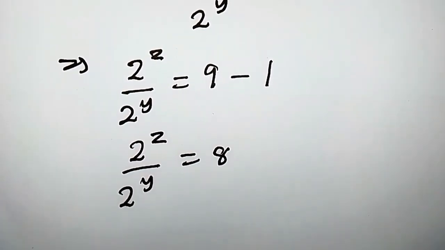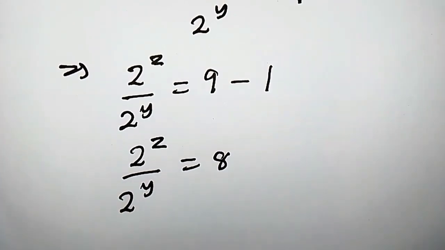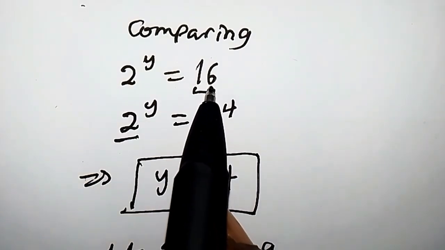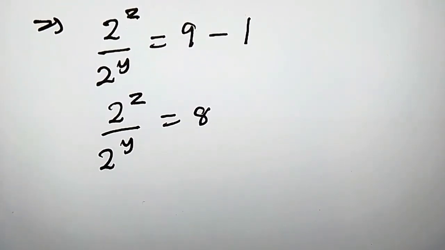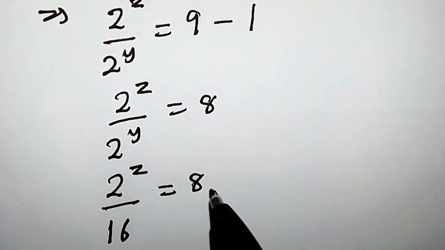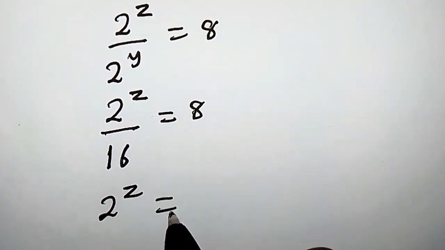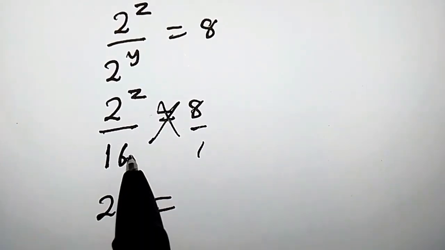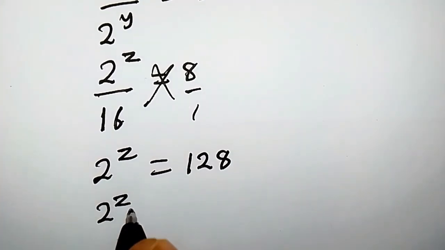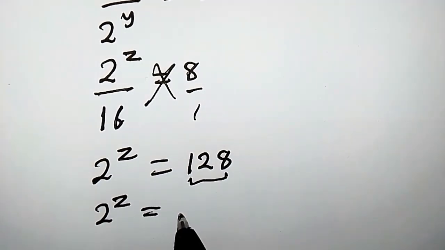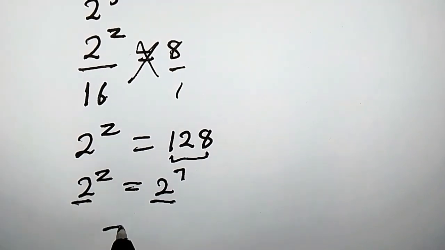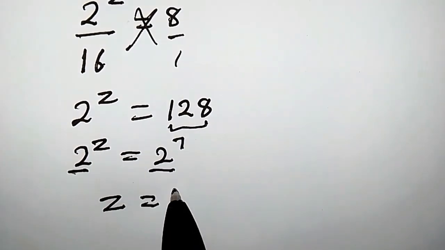But what is 2 to the power of y? We already have it. 2 to the power of y is simply 16. So let's plug in that. We have 2 to the power of z over 16 equals 8. So 2 to the power of z is equal to, when we cross multiply, 16 times 8, which is simply 128. 2 to the power of z equals 128, which could be written as 2 to the power of 7. Since the bases are equal, z is equal to 7.